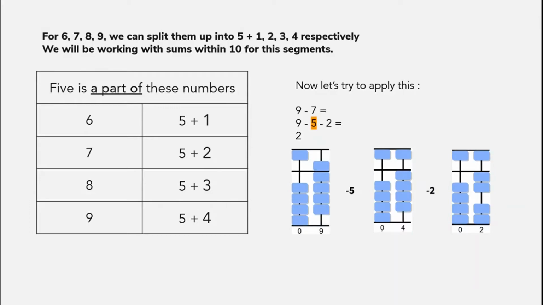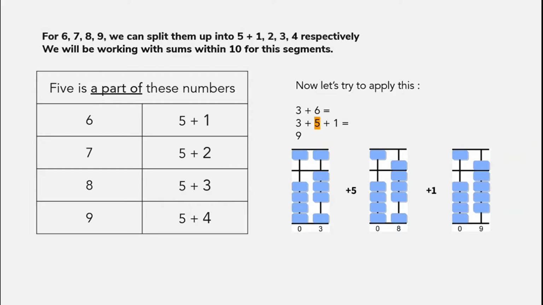Next, we have the sum 9 minus 7. 7 is the sum of 5 and 2. So let's say I subtract 7 from a number. I'm basically removing 5 and then removing 2 from the number at the same time. On the abacus, I'll remove 1 5 bit and 2 1 bits. Therefore, 9 minus 7 is equal to 9 minus 5 and minus 2 again, which gives us 2.